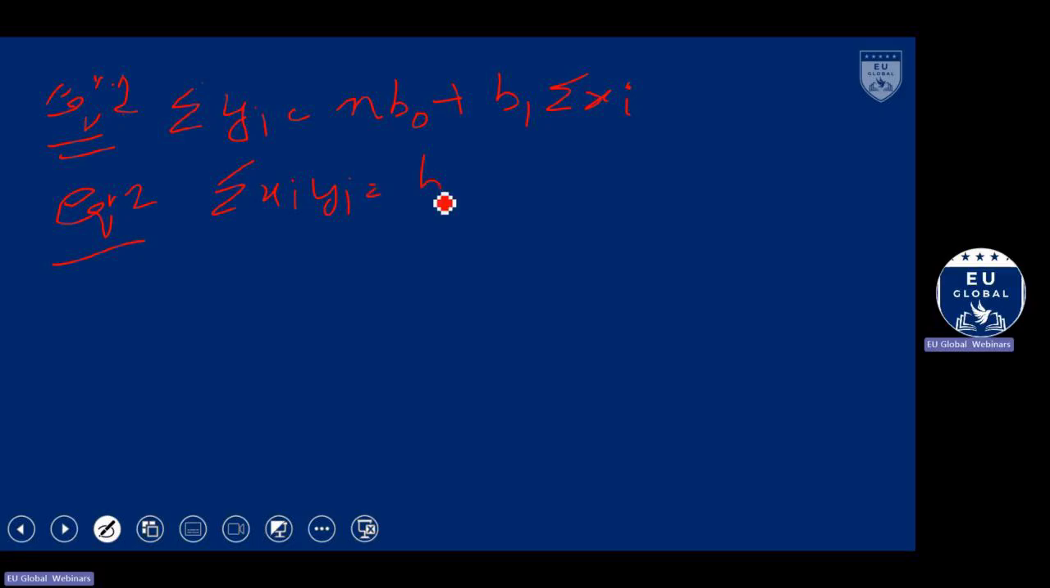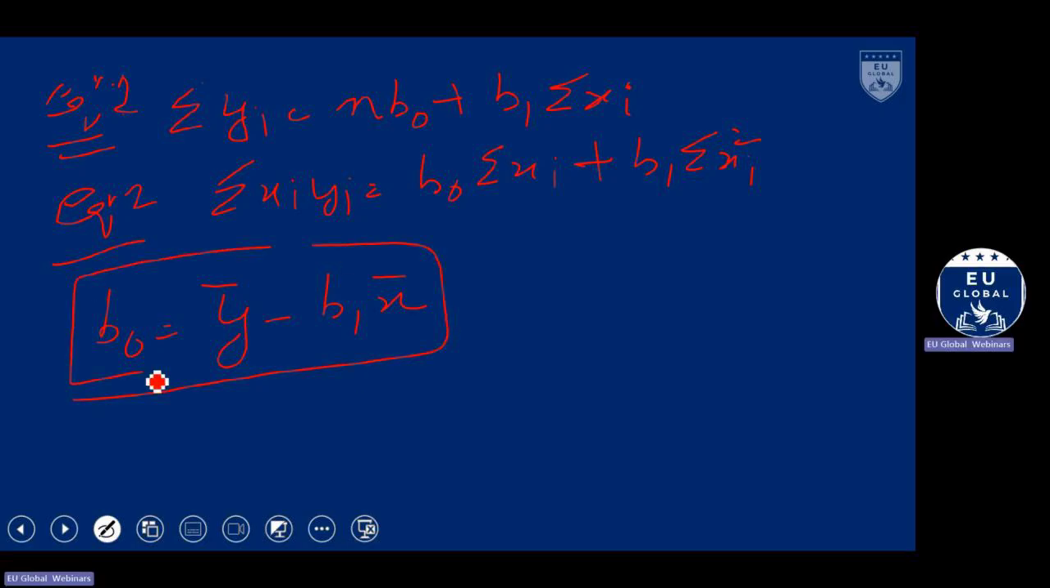Here we have equation 1 and equation 2. Your equation 1 was summation of yi is equal to n b naught plus b1 summation of xi. And equation 2 was summation of xi yi is equal to b naught summation of xi plus b1 summation of xi whole square. When we put the values in this, we get b naught is equal to y bar minus b1 x bar. So this is the value for b naught.